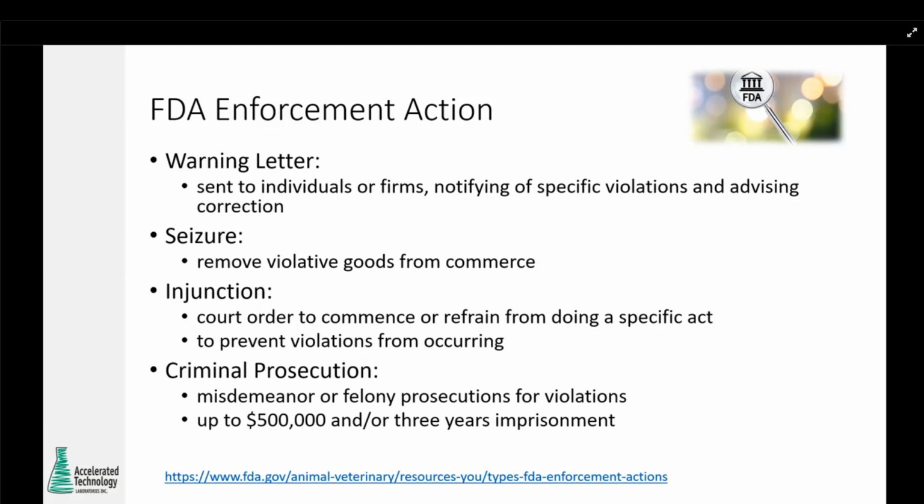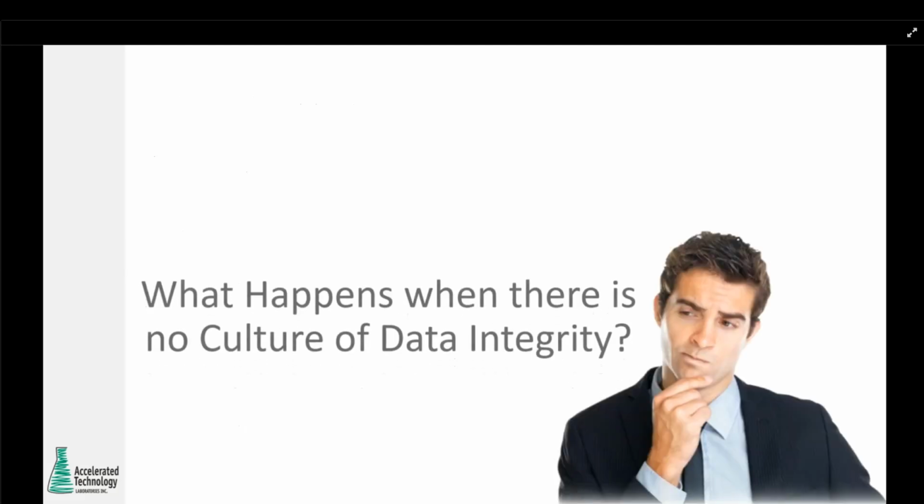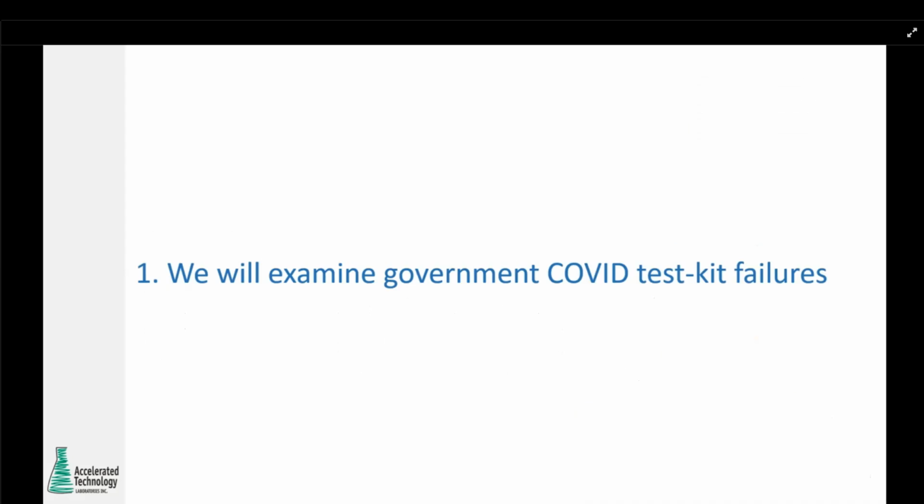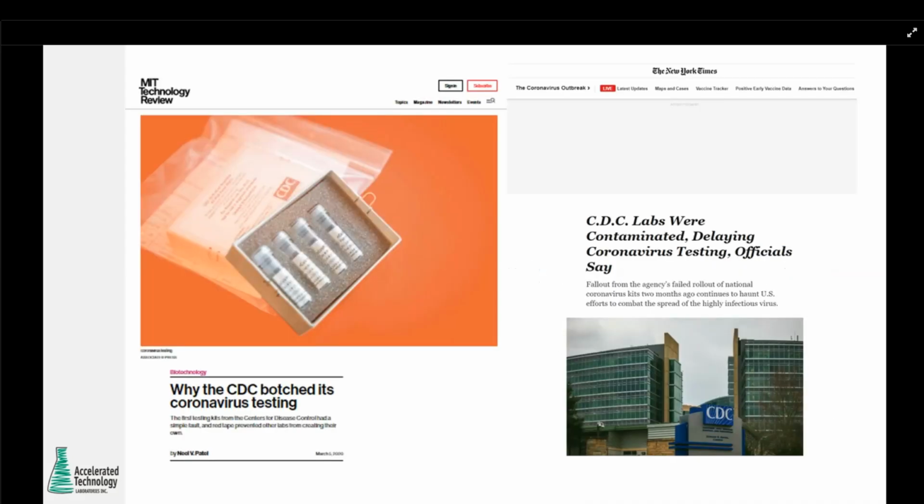Next, we're going to take a look at a few case studies and see what occurs when there isn't a culture of data integrity. We'll examine the government COVID test kit failures. I chose this example because I felt that this is something that everyone's familiar with and would be interested in learning more about.